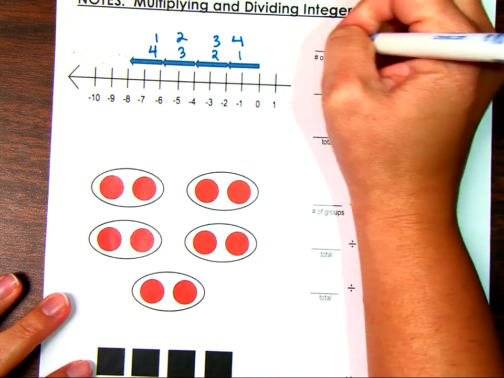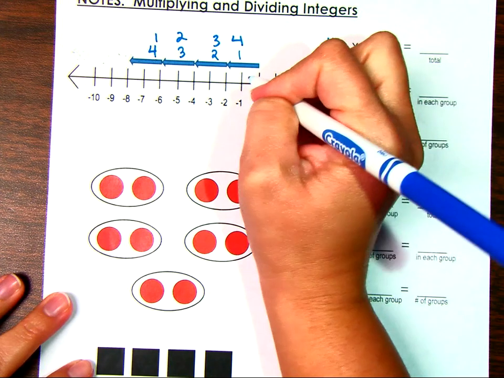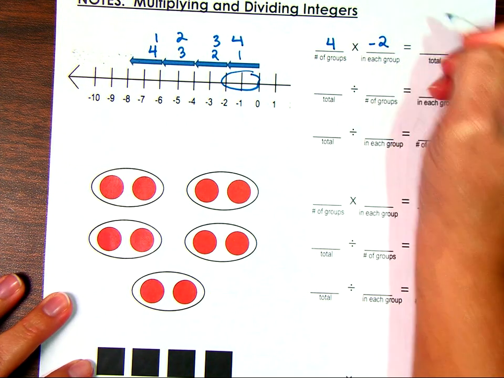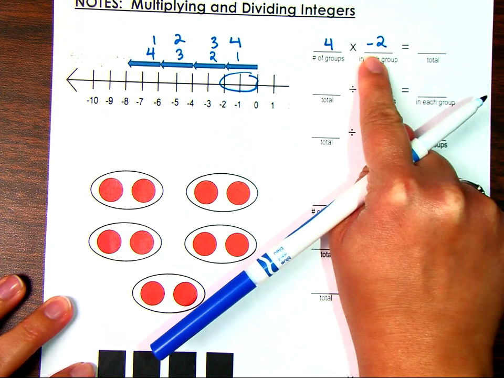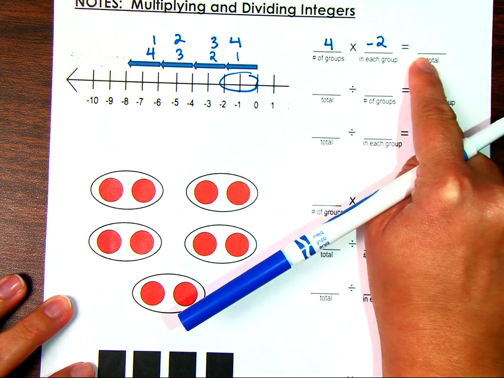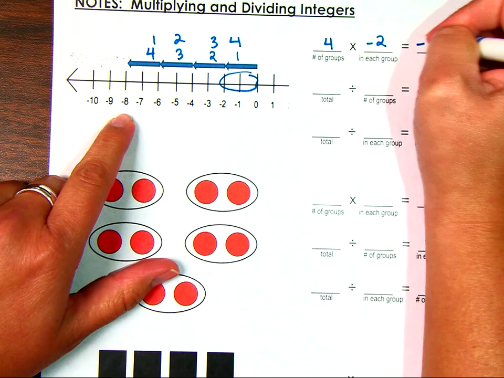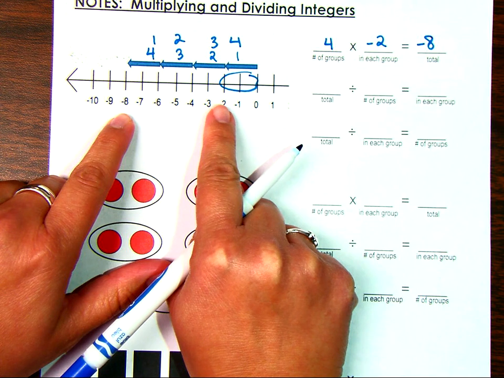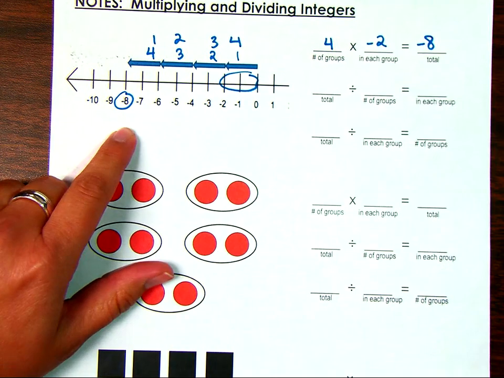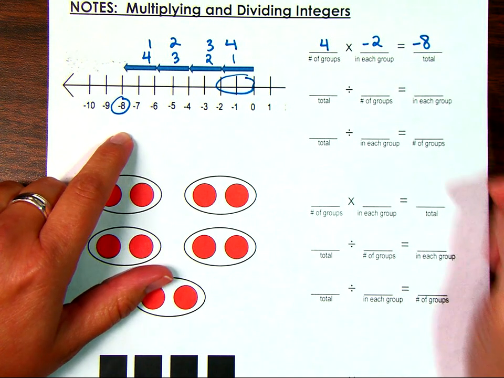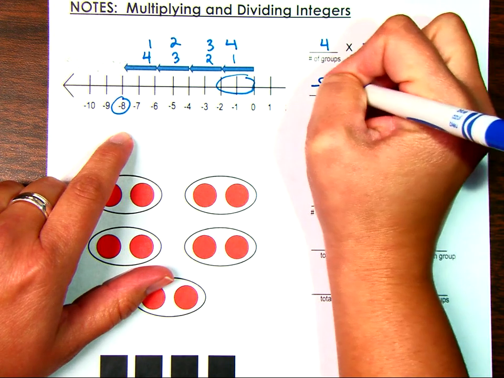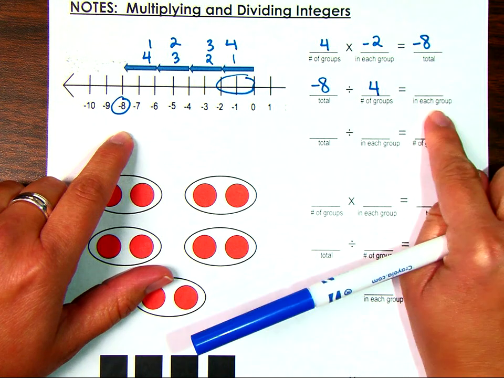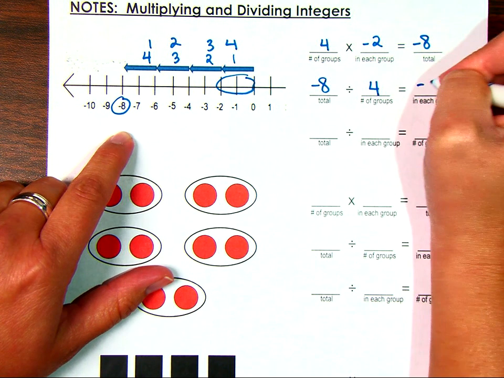And in each group, there's not just 2, there's 2 negatives because we're going to the left. So if you have 4 groups, and in every group there's 2 negatives, we have a total of negative 8. And we can see that with the number line as well, because we landed right here at negative 8. So let's still think about that. If we had our total that we landed at negative 8, and we had 4 equal groups, well, how many were in each group was negative 2.